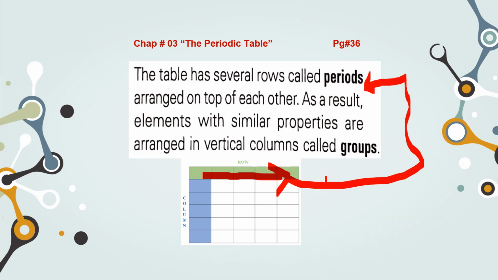As a result, elements with similar properties are arranged in vertical lines. Those elements whose properties are identical or similar are arranged in vertical lines, these lines. And these lines are so-called groups. So the periodic table is a combination of periods and groups. These things are quite clear, beta? Yes, sir.